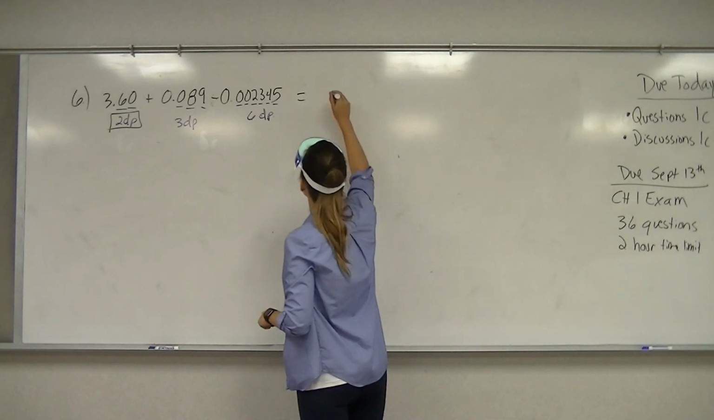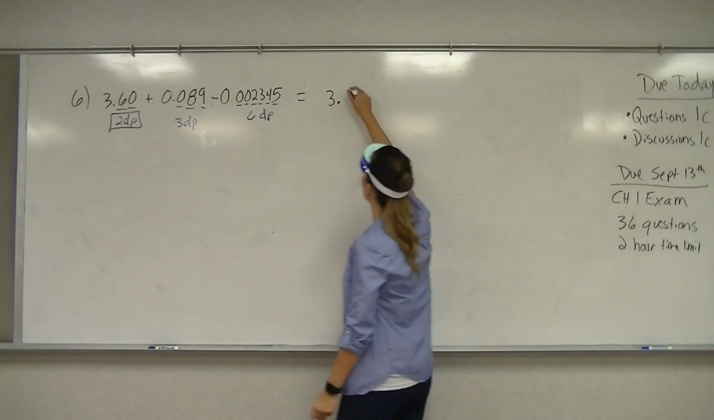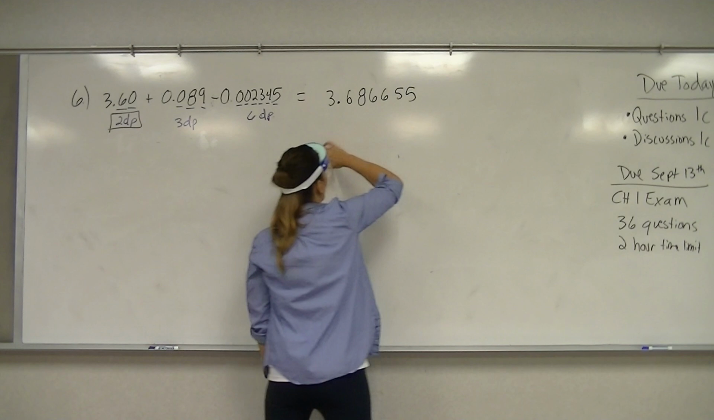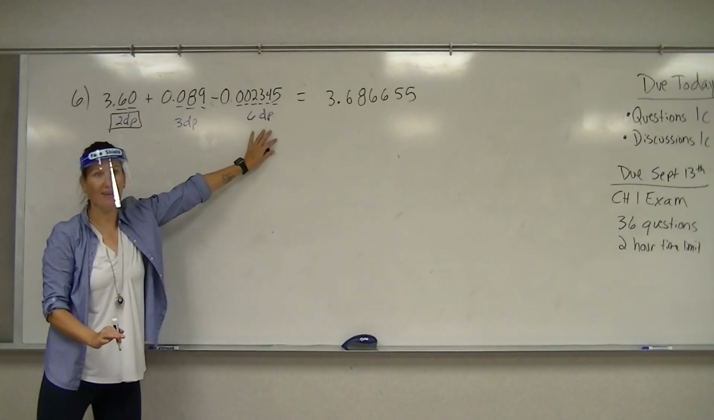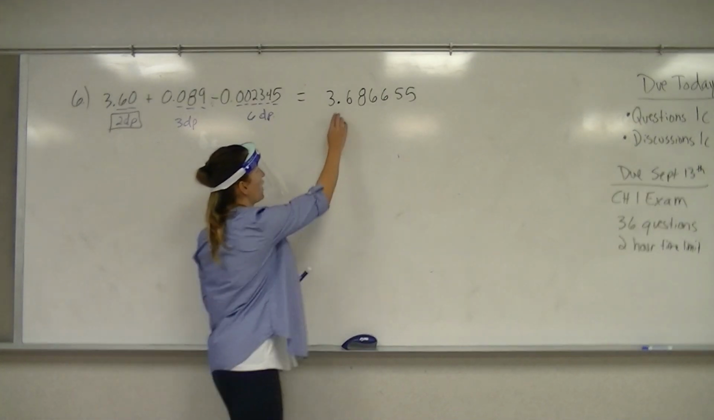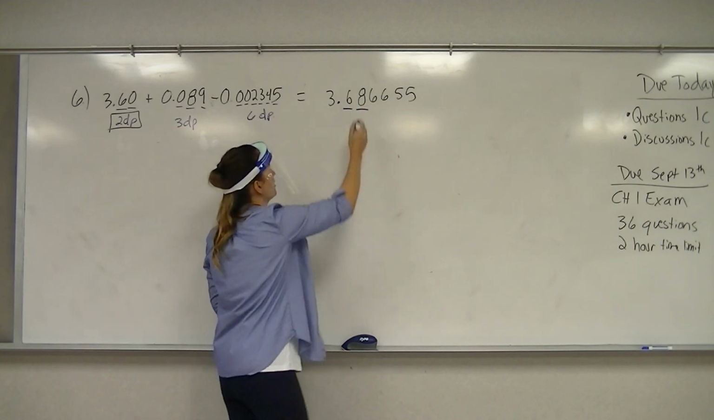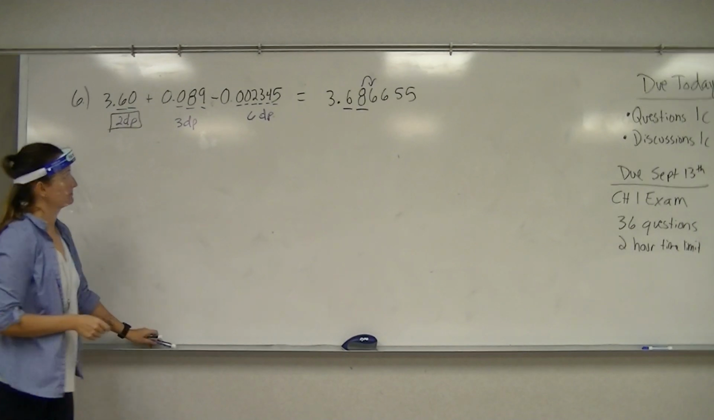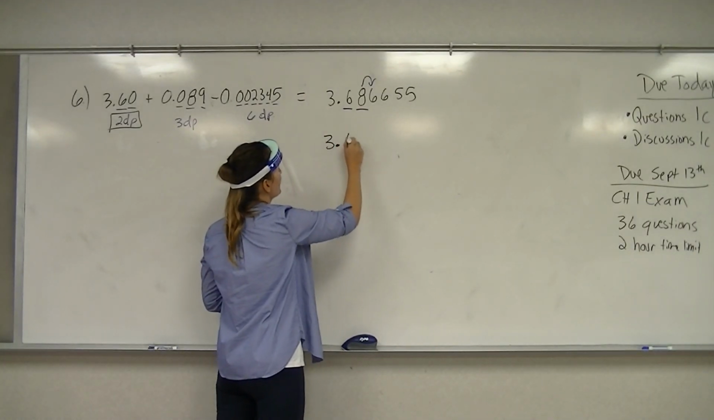3.686655. Obviously we don't want all those digits, so that's why we did this whole decimal place counting. We said 2, so go over to your number, start at the decimal point and count 2 spots after. Don't forget to look at the number next to it. Is that going to stay at 8 or round up? It is going to go up. So it would be 3.69.